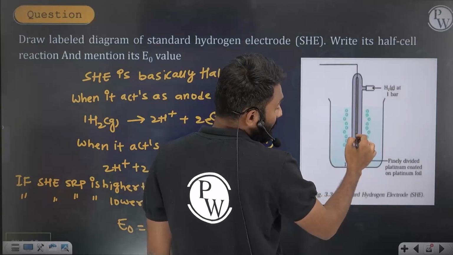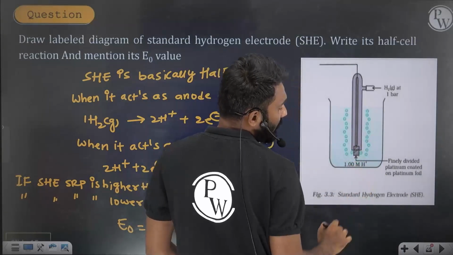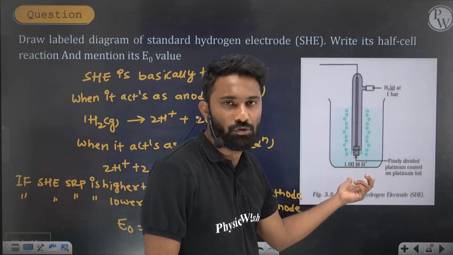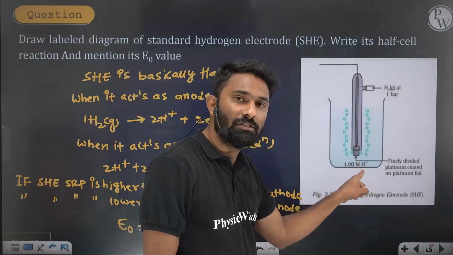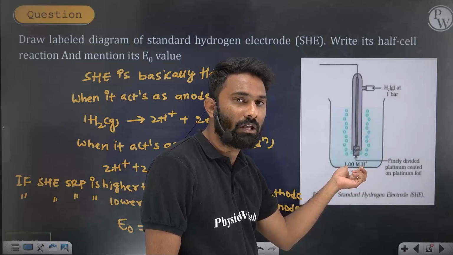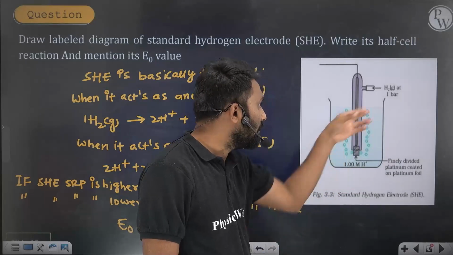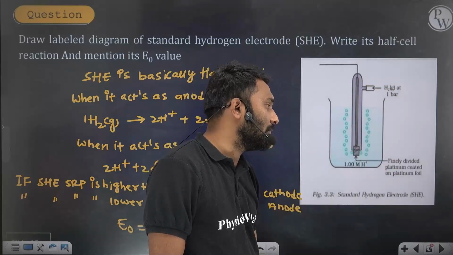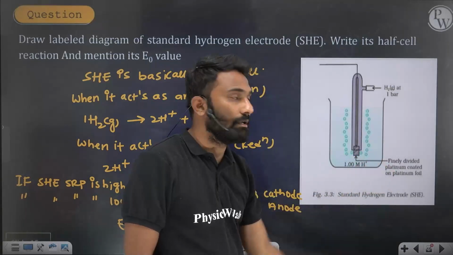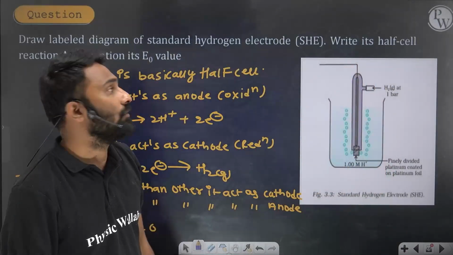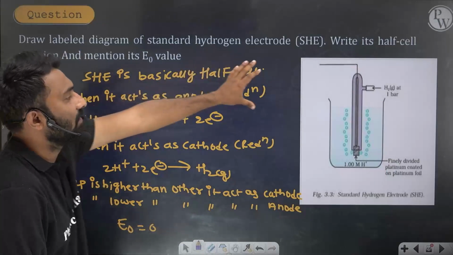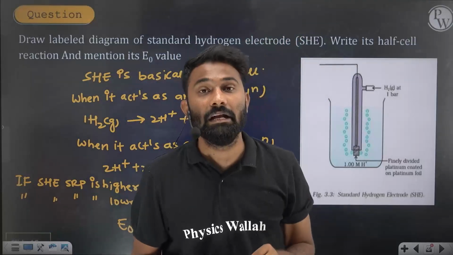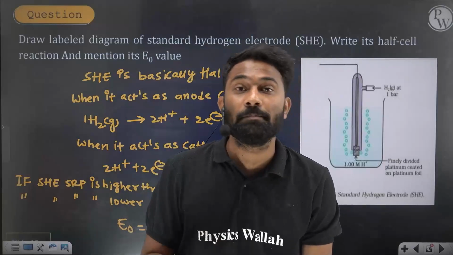Here we have taken 1 molar H plus concentration. Either we can take HCl or H2SO4, any strong acid which will give H plus. 1 molar H plus ion concentration we have taken. From here we are passing the H2 gas. Down here it is platinum coated. Now this is the diagram of the standard hydrogen electrode. SHE is basically a half cell. This is the half cell reaction, only the half cell. But the standard hydrogen electrode will act as the anode or as the cathode.